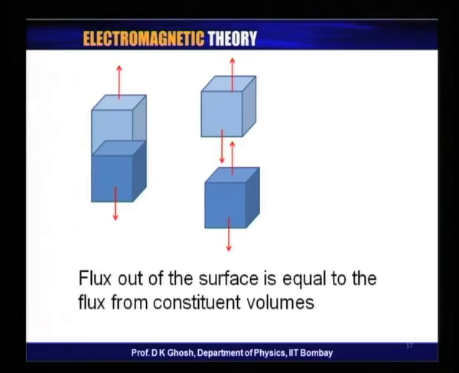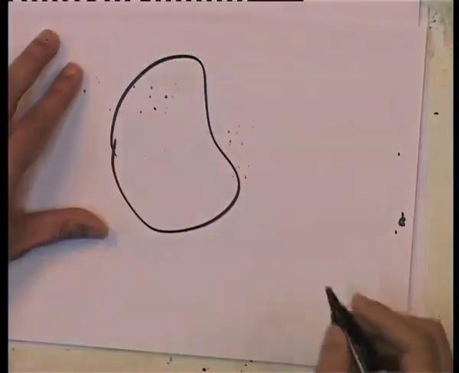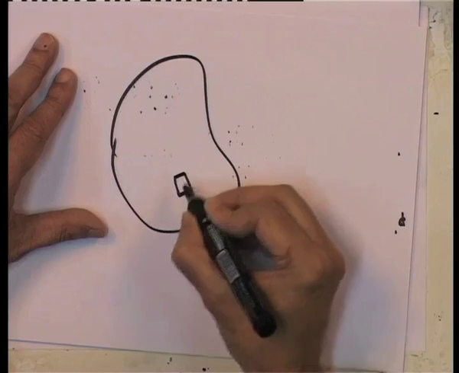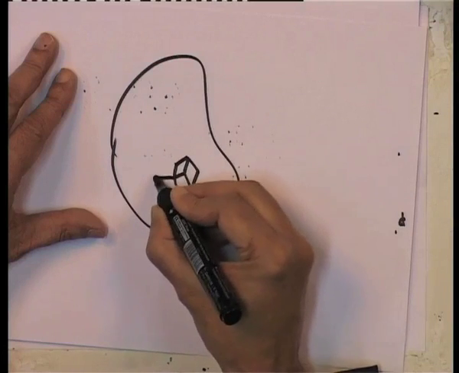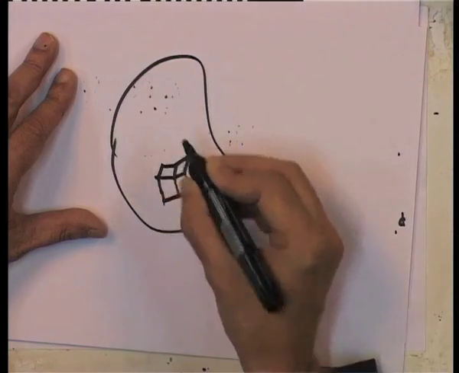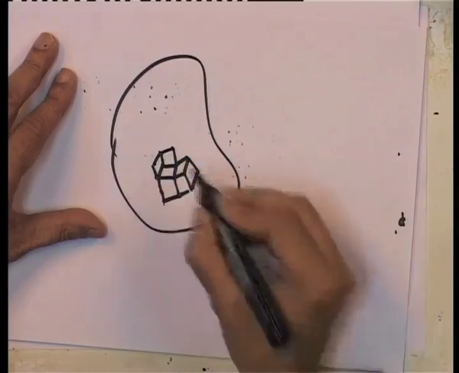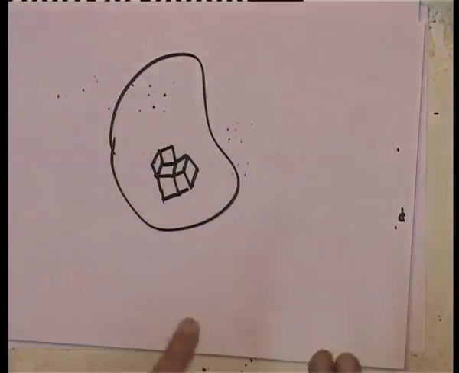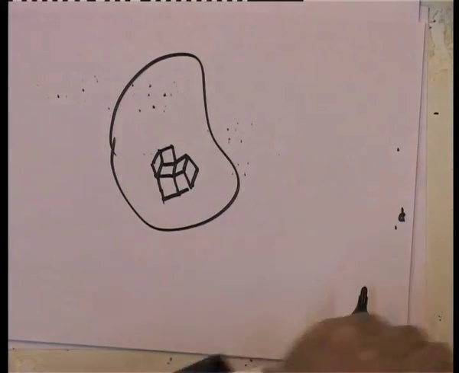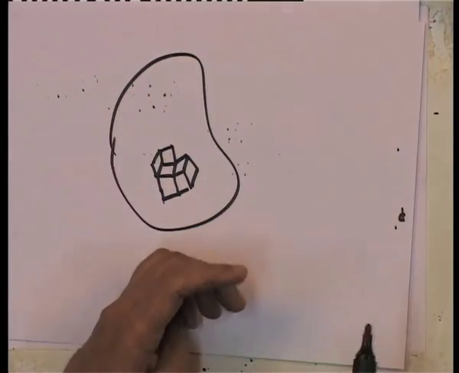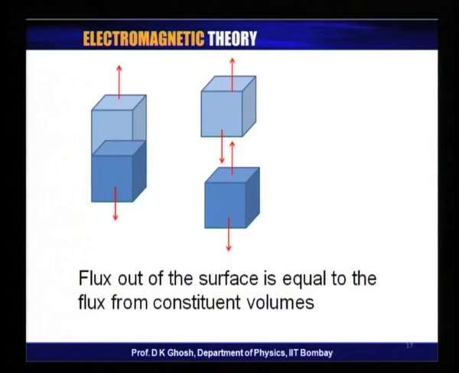So, what it means is that if you have a volume and you split that volume into smaller volumes, I can reintroduce the same argument once again and say that the contributions from things which are inside, the pairs, will always cancel. And what will I be then left with? I will be left with only the contribution from the outside surface.